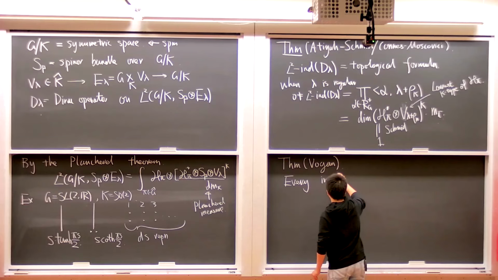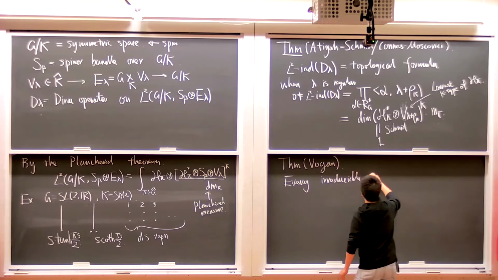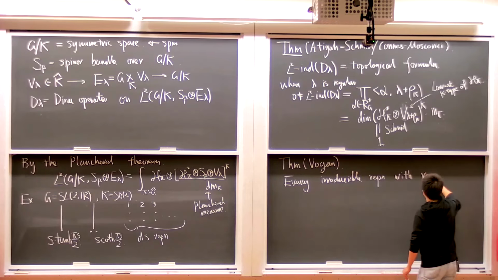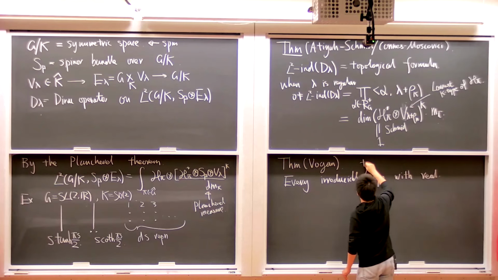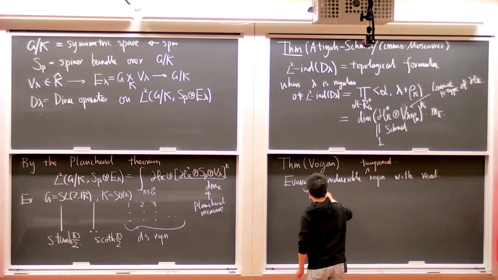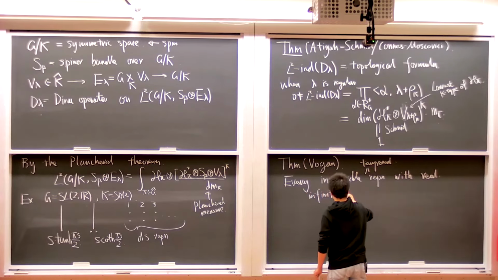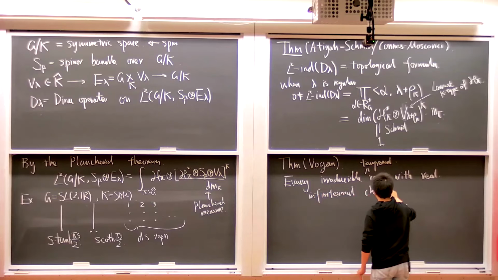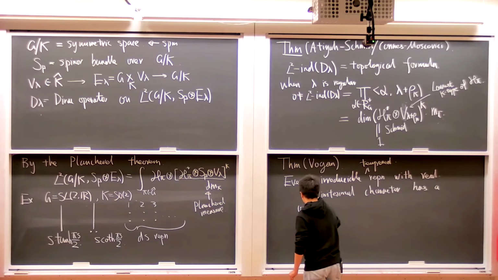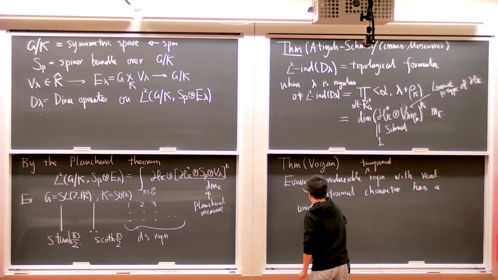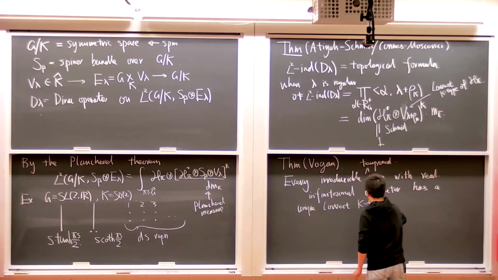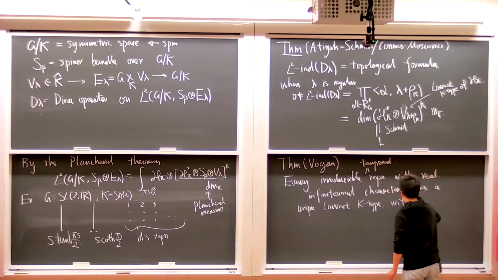irreducible tempered representation with a real infinitesimal character has a unique lowest K-type, and with multiplicity 1.